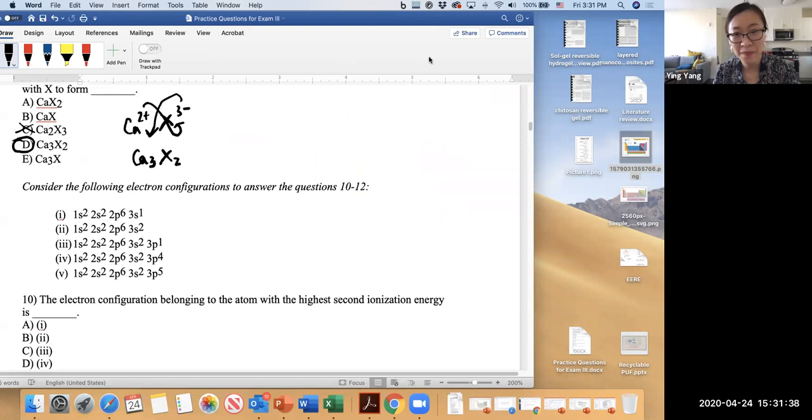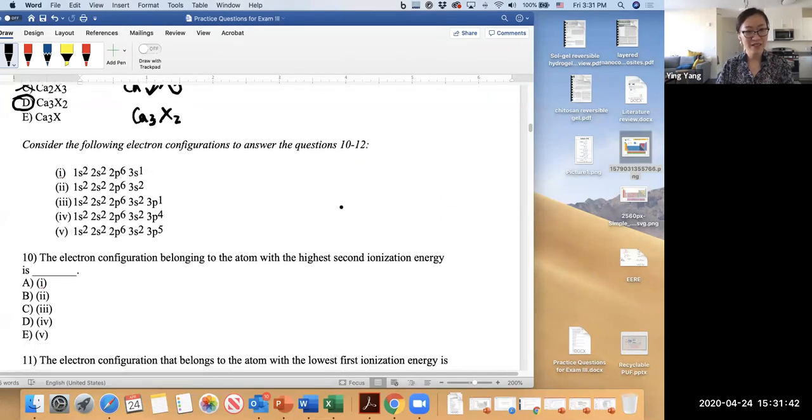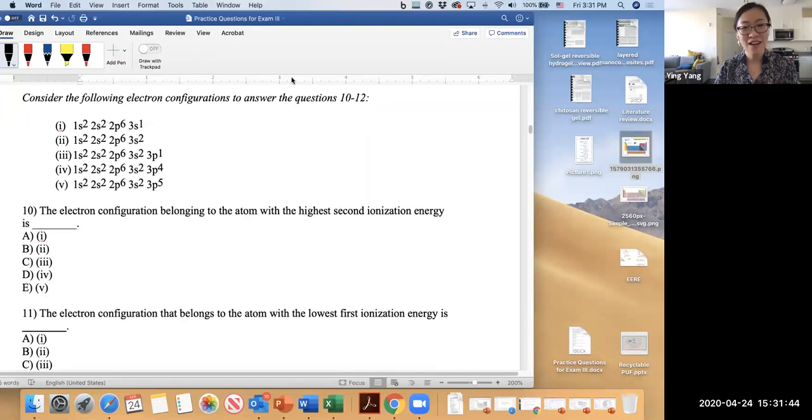Question number. Okay. All right. So consider the following electron configurations to answer questions 10 through 12.